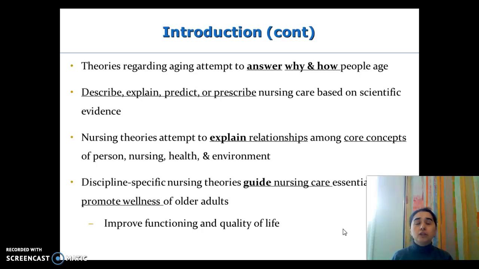Theories regarding aging attempt to explain why and how people age. As well, theories are helpful for explaining prediction, description, and prescribing of nursing care. Theories also attempt to explain the relationship among core concepts such as the patient, nursing, health, and environment. It's what we will discuss today, as well as help to guide nursing care that is special for patients' care and patient wellness.